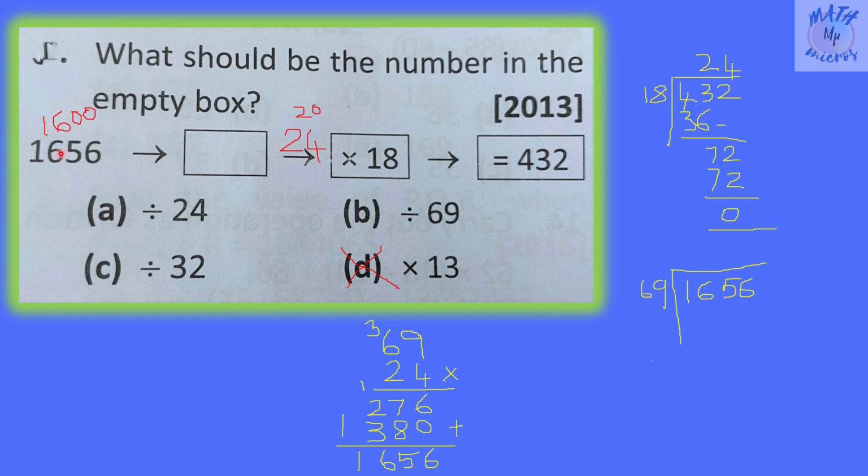So how we get 1656 is when you divide by 69, you get 24. So divide by 69 is the answer. I represented the answer like this.